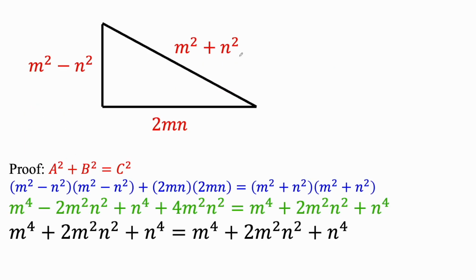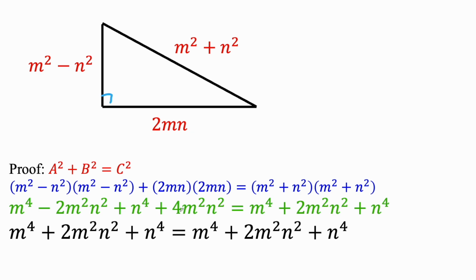Now here's a little proof. We obviously know if you have a right triangle, a squared plus b squared is equal to c squared. So if you take this piece and you square it, so that's why I wrote it twice, take this piece, you square it, is equal to this piece, you square it. So m squared times m squared is m raised to 4. M squared times negative n squared, you get negative m squared n squared, but negative n squared times m squared, you get the same thing. That's why we have negative 2. And negative n squared times negative n squared is positive n raised to 4.